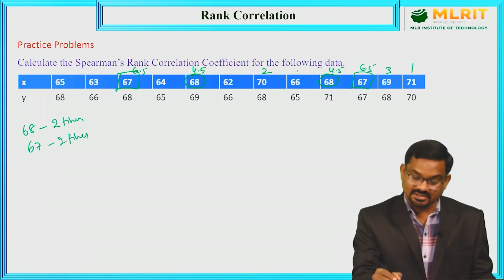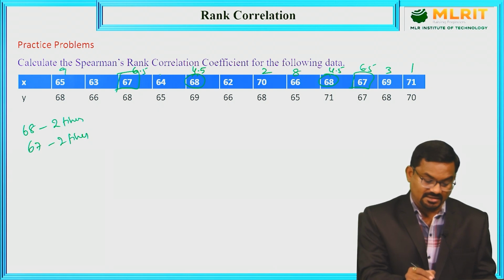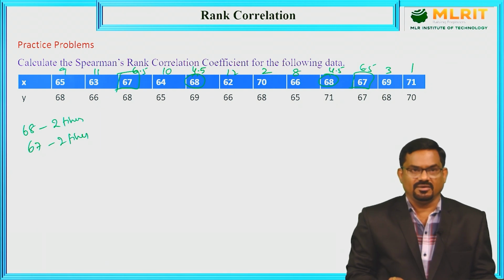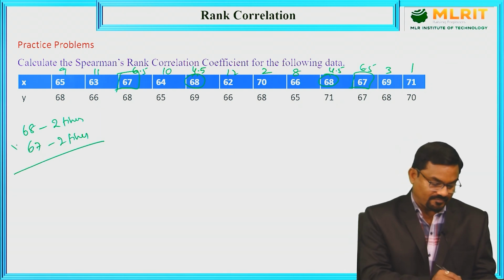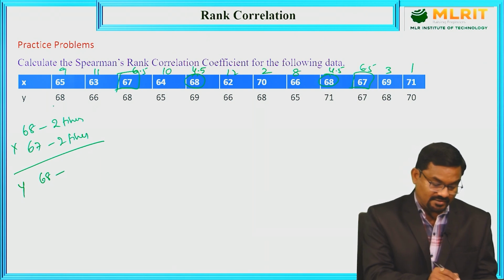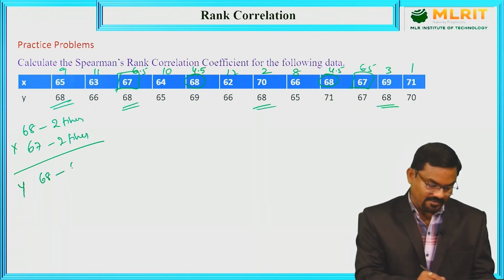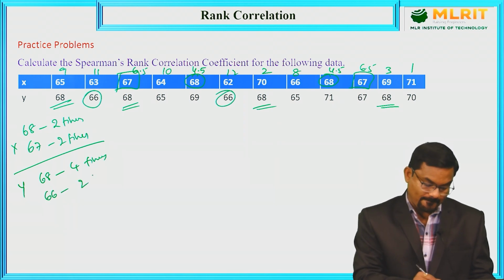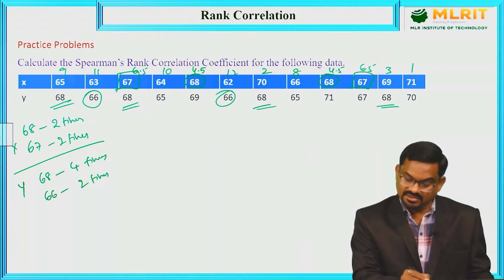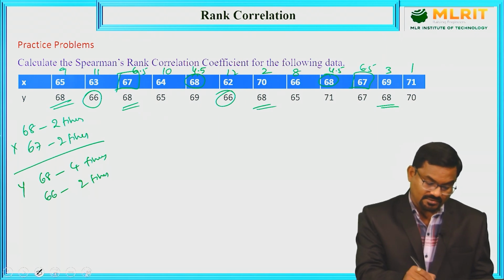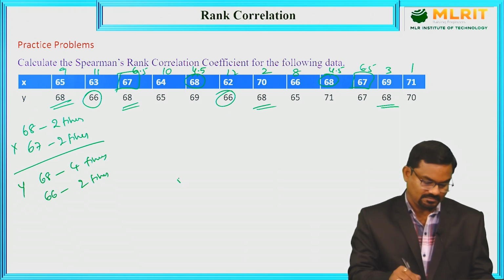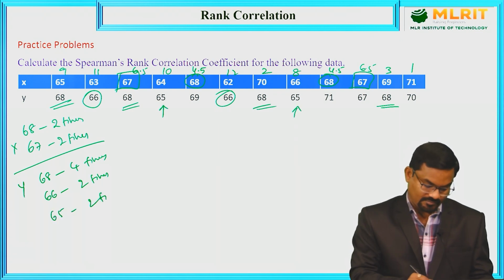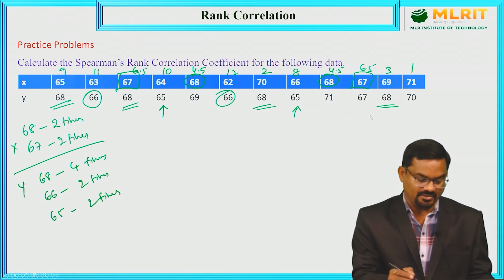Then 66 8th rank, 65 9th rank, 64 10th rank, 11th and 12th. Like this we assign the ranks to the repeated values. Similarly, coming to Y values, again 68 here, 4 times repeated, and then 66 2 times repeated, and 65 also, again 2 times, and all the remaining values are non-repeated values.